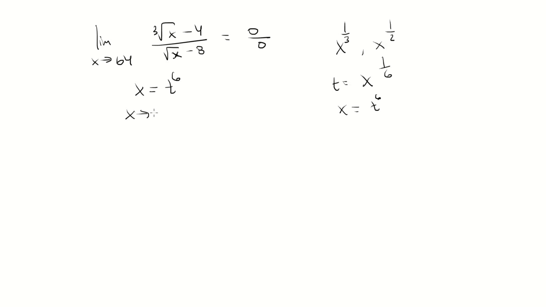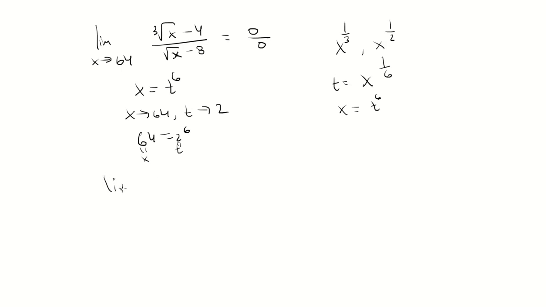That means as x approaches 64, t is going to approach 2, because 2 to the 6th is 64. So this is what we have. t has to be 2 when x is 64.